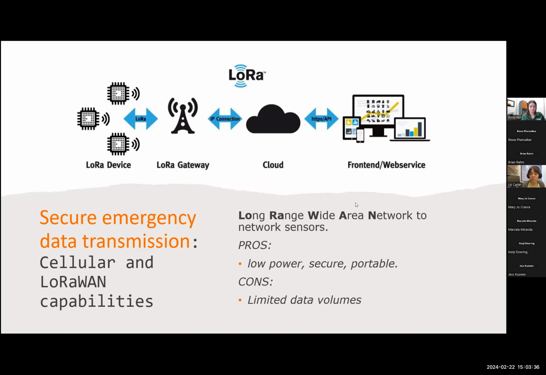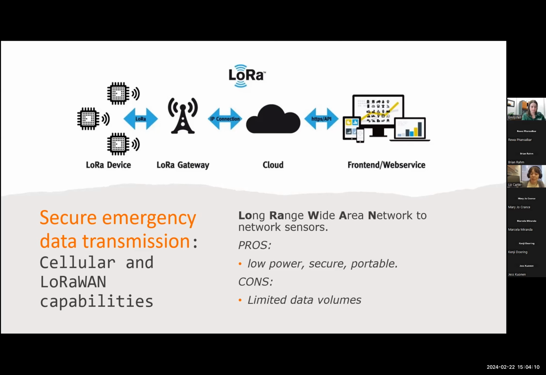LoRa stands for Long Range Wide Area Network. We are able to generate a LoRa network by having a LoRa gateway. So we have a little device with an antenna that creates the signal and it can speak to our sensor nodes. And then that ties back into the internet. So this is a very portable wireless communication network that we can create in different locations with limited equipment and limited access to power.